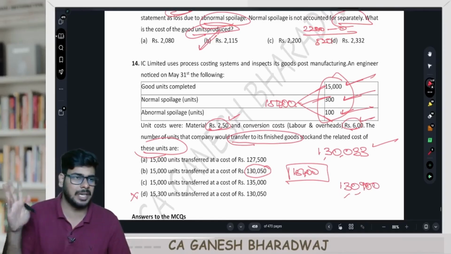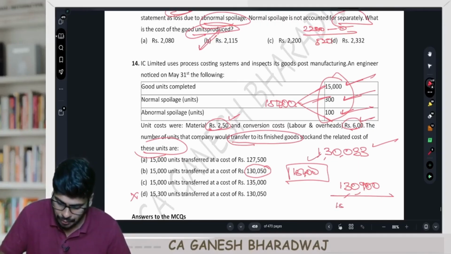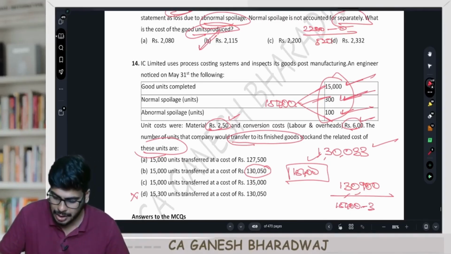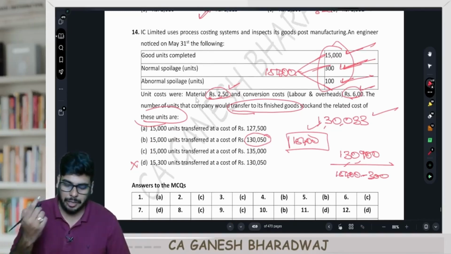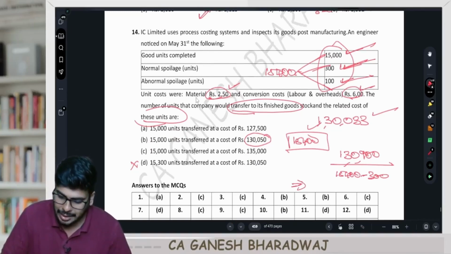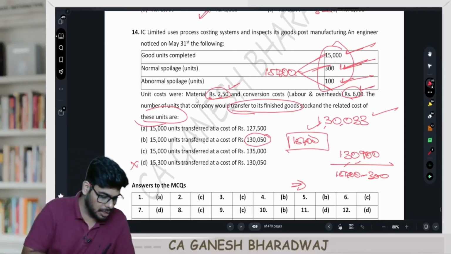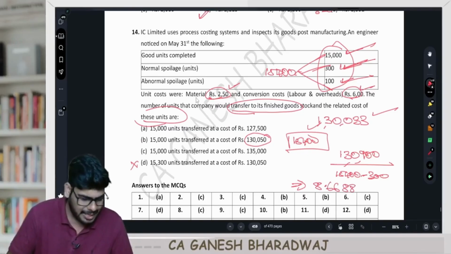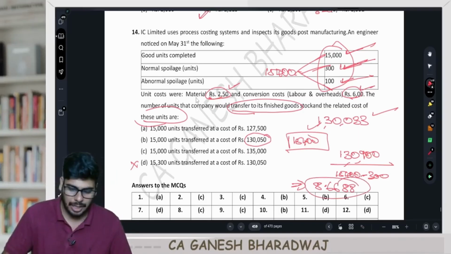Minus normal loss, scrap income is not there. Divided by input quantity. How much was the input quantity? 15,400 minus normal loss units. I know that I will lose how many units? 300 units. So technically, the cost per expected good unit is how much? 1,30,900 divided by 15,100. How much is that? 8.668874 something, right? So that is the cost per expected good unit.